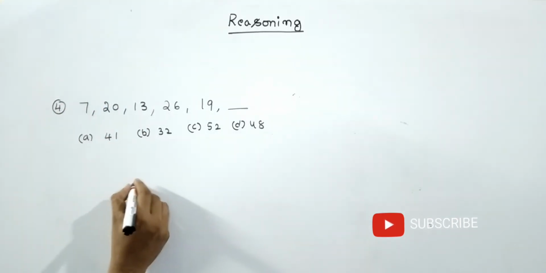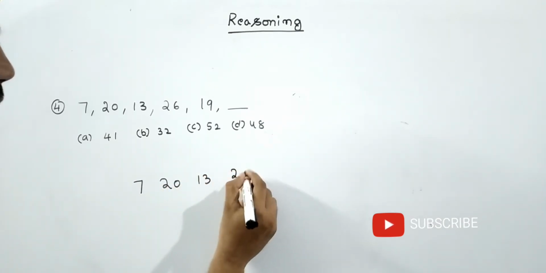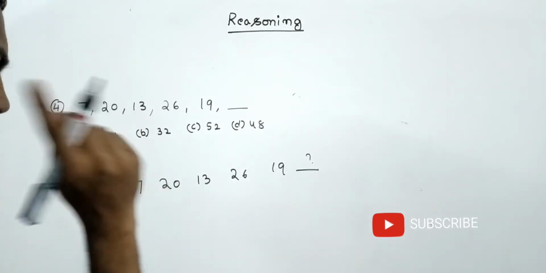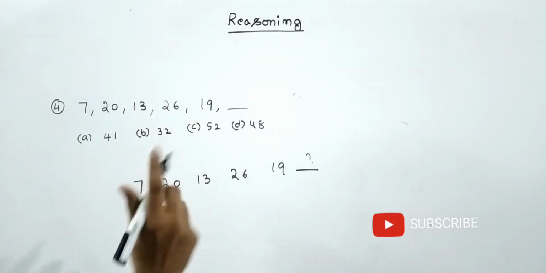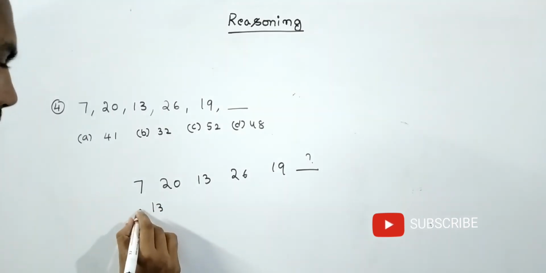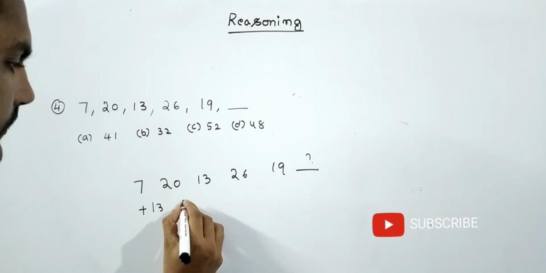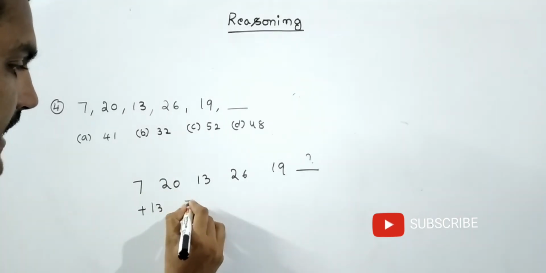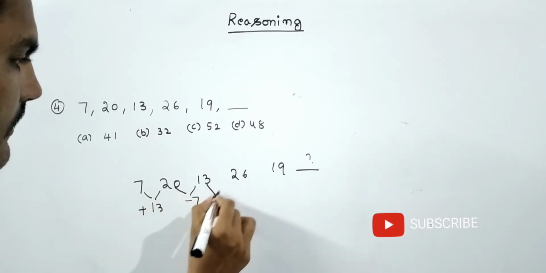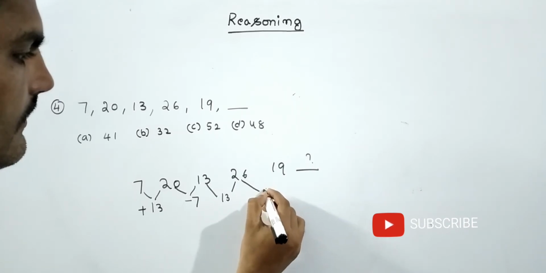Increasing and decreasing means definitely addition and subtraction should be there. See friends, 7, 20, 13, 26, 19, then what? First we should write the difference. Here the difference is 13, that means plus 13. Then here the difference is minus 7. Again the difference is plus 13.